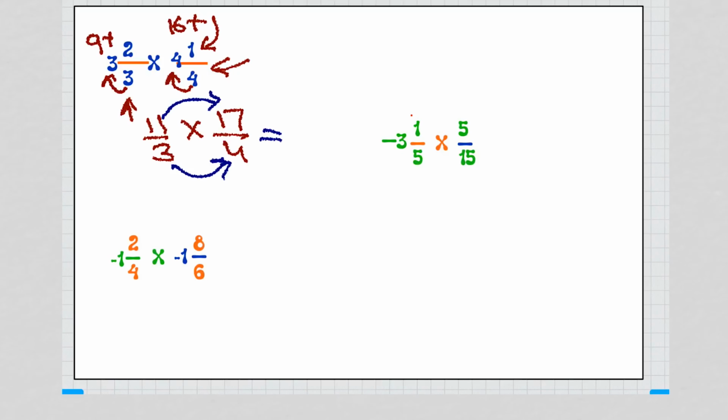11 times 17 is 187, and 3 times 4 is 12. That would be our answer. Let's look at this next question.